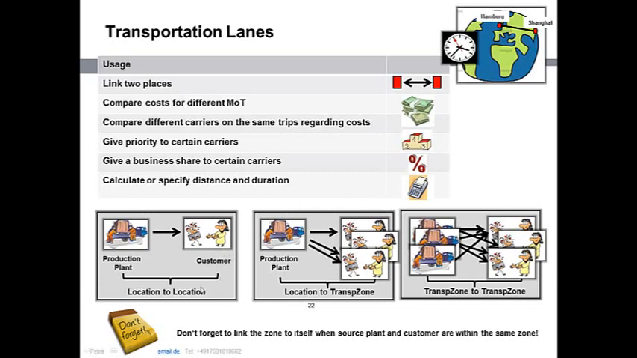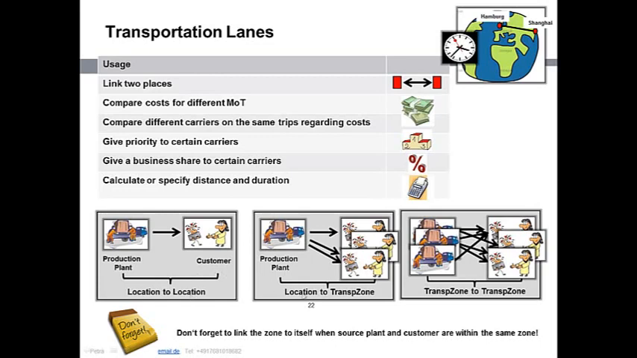So here you can see 3 different pictures of how you can set up lanes. Of course, the most classical one is when you set up lanes from locations to locations. But of course, this means you have a lot of lanes to set up. So then you can compare the distance and the cost for each individual customer. But maybe that's not necessary.